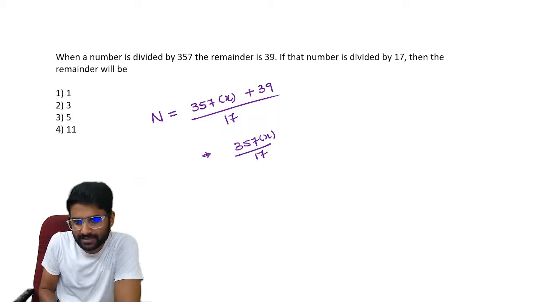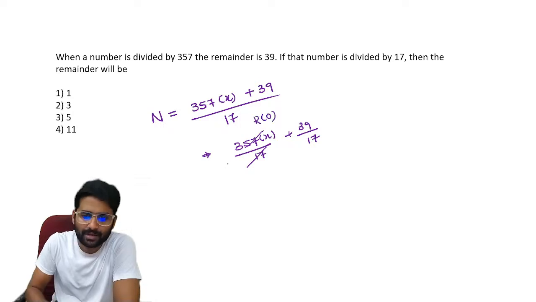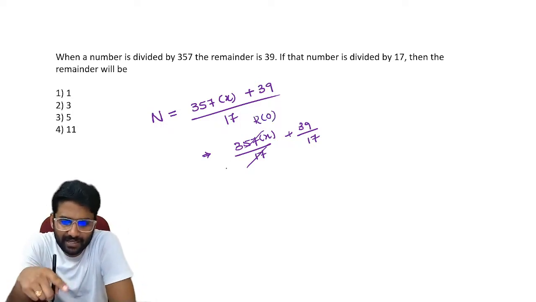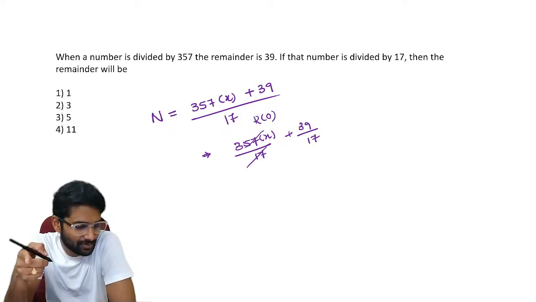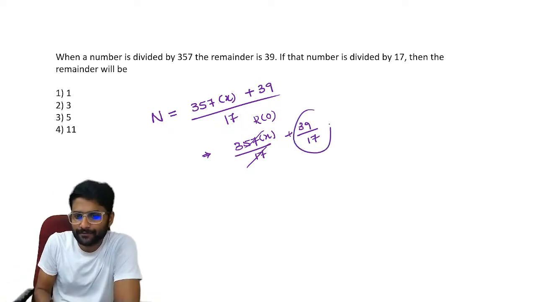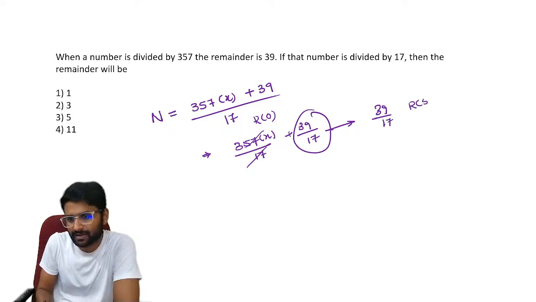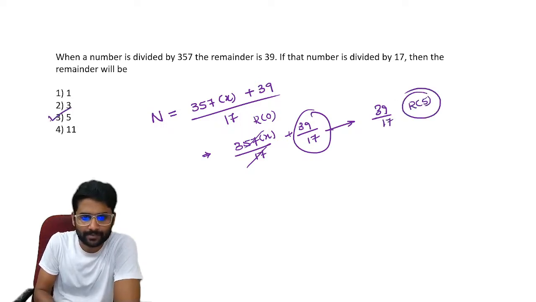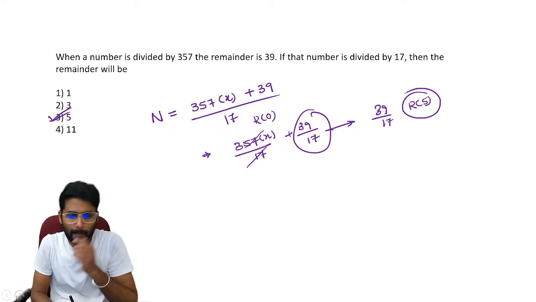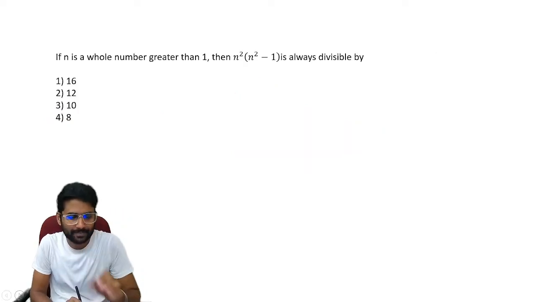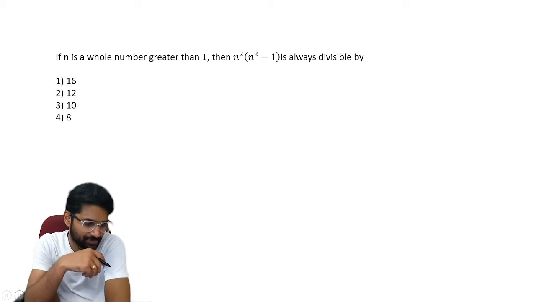357x divided by 17 plus 39 divided by 17. So here the remainder is 0, see, 17 into 21 is exactly equal to 357. If 39 is divided by 17, definitely the remainder is 5. Next, answer this question.